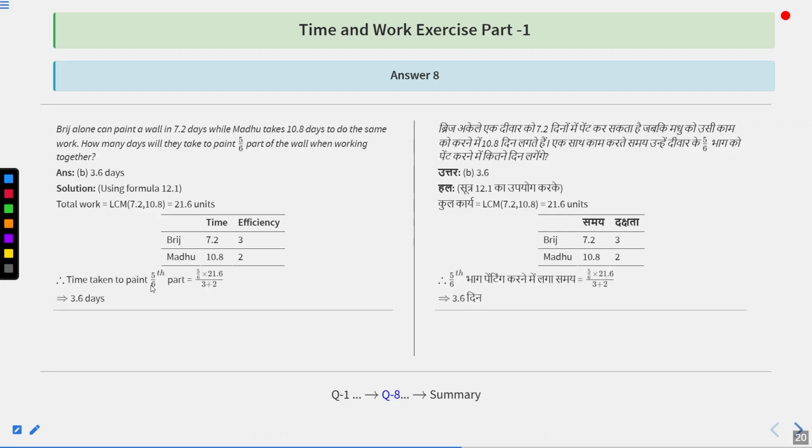So time taken to paint 5/6 part is going to be how much? Total was 21.6. So 5/6 of 21.6, that is 5 upon 6 into 21.6 divided by total efficiencies of Brij and Madhu, that is 3 plus 2. So you will get 3.6 days. That means if Brij and Madhu together want to paint 5/6 part of the wall, they would take 3.6 days. Option number B is the right answer.